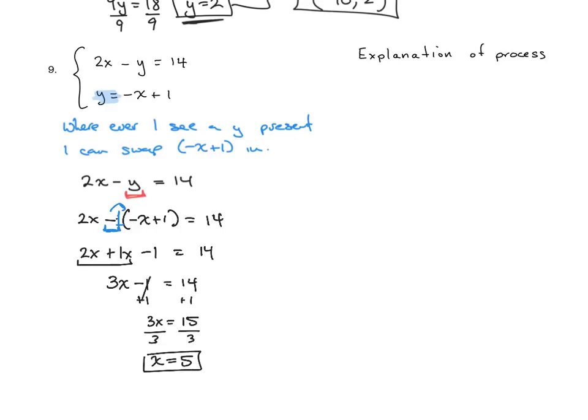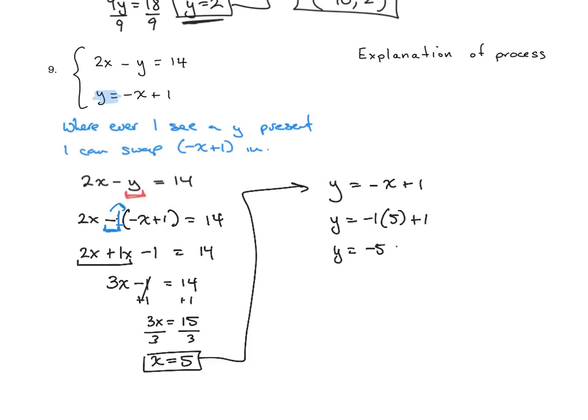Once I have x is 5, I take that information and go back to the equation that tells me how to find y. And y is found by doing negative 1 times x plus 1. So y equals, and I'm going to put the negative 1 there just so you see it, negative 1 times 5 plus 1. So y equals negative 5 plus 1, because negative 1 times 5 is negative 5. So y equals negative 4. From here, I get my final answer: 5 comma negative 4.